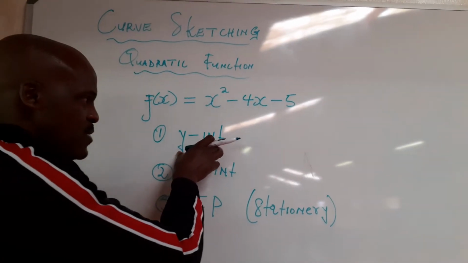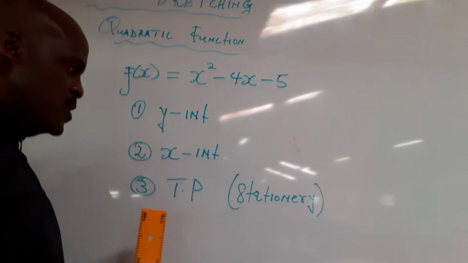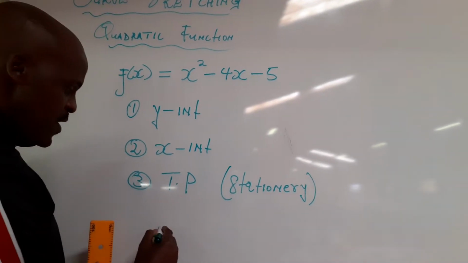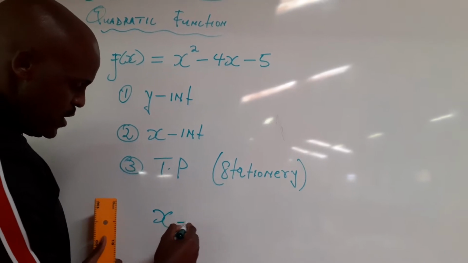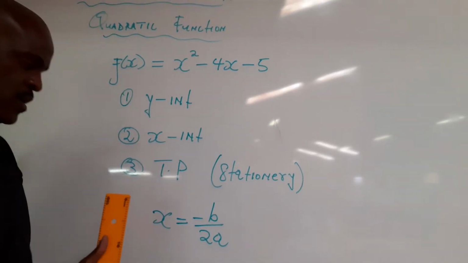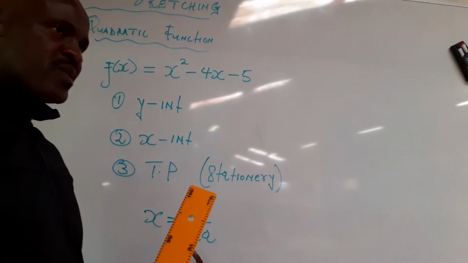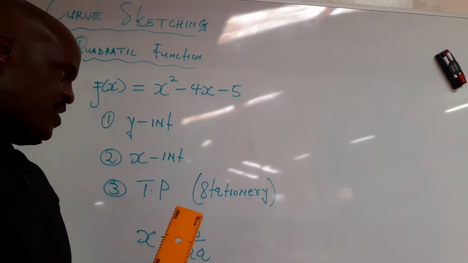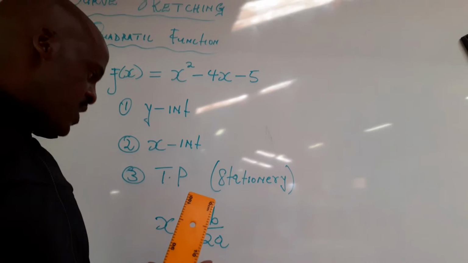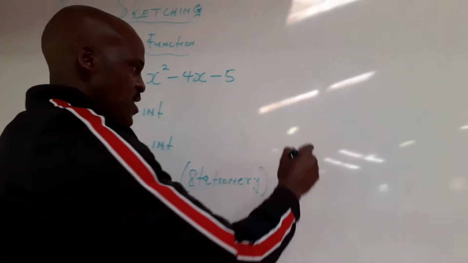Right. For the y-intercept, we let x be 0. For the x-intercept, we let y be 0. For the x value at the stationary point, we use this equation: x is equal to minus b over 2a. We call this equation the axis of symmetry. It divides the quadratic function into 2 equal halves.